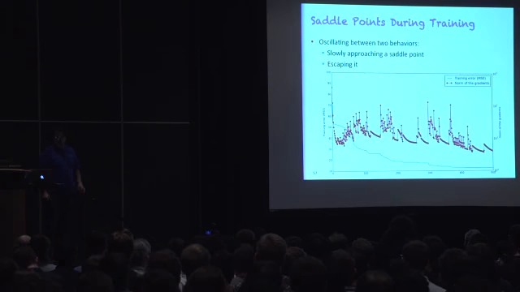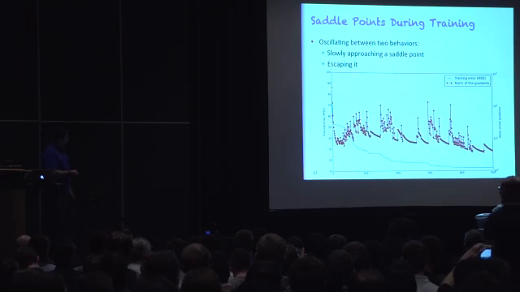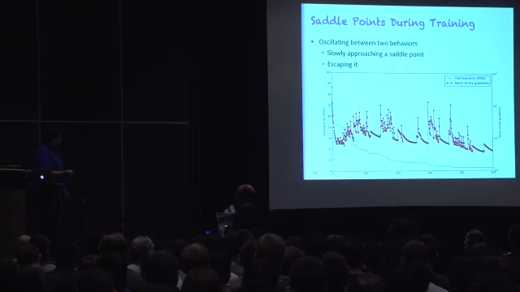So this is an experiment that was done in Yoshua's lab that shows that this is the error. And there is this behavior that the error kind of goes down relatively slowly.